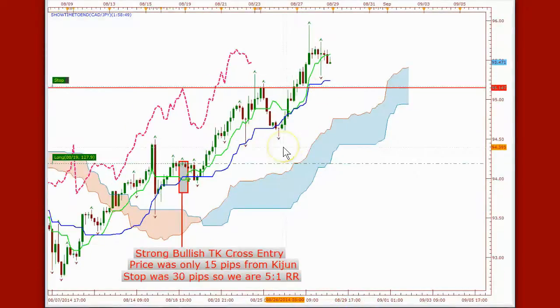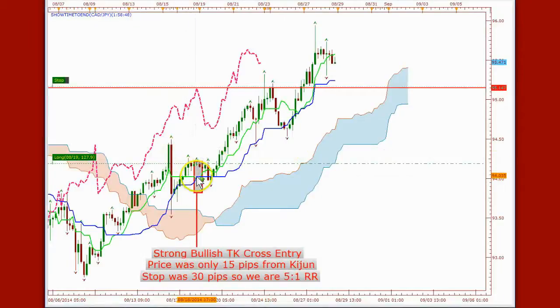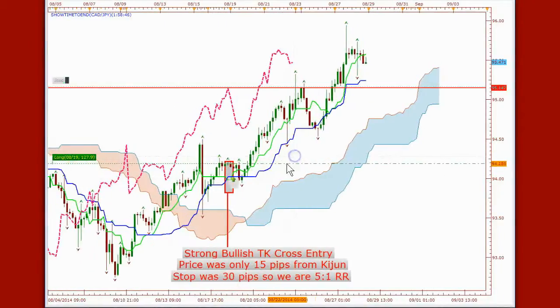Okay? So that's what I looked at, this TK crossover. This was a really nice one. And I'm just going to stay in here and see what happens. But like I said, tomorrow's Friday, so if we're still in this range here, I'll probably get out of the market. So that's looking at a TK crossover. It's one of the popular trades in the Ichimoku system.